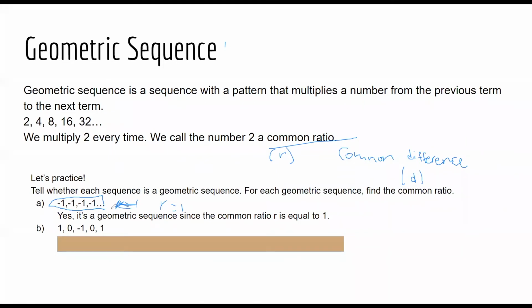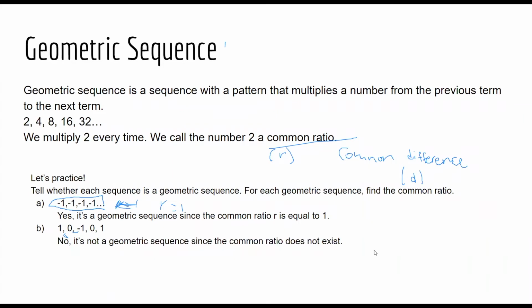Next problem. 1, 0, -1, 0, 1. So we have to multiply 1 to get 0, and 0 to get -1, right? That doesn't make sense. So this is not a geometric sequence, and we don't have a common ratio.